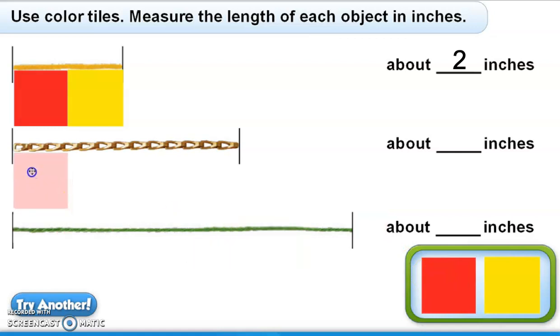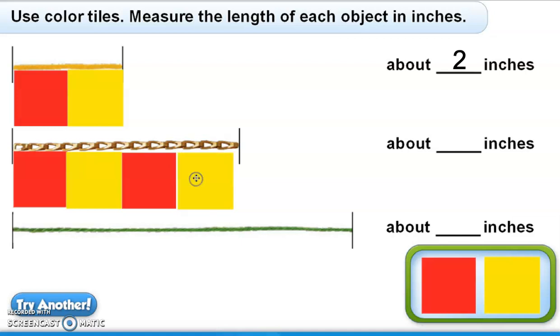So because we have 2, then this object is 2 inches. This looks like a bike chain, so we're going to measure how long this bike chain is with our tiles. So I'm just going to keep adding some tiles. And this one's not going to be exact. You can see that there's a little bit of space here, but if we were to add another tile, that would be longer than the chain. So we can always just estimate. That's what we call estimating. We say about. So it's about this many inches.